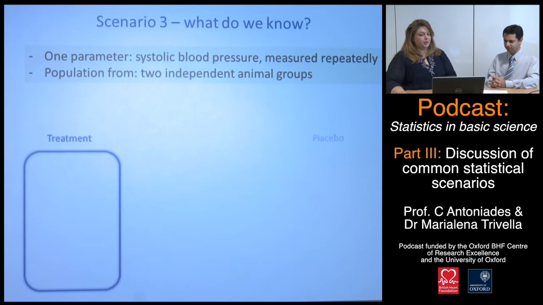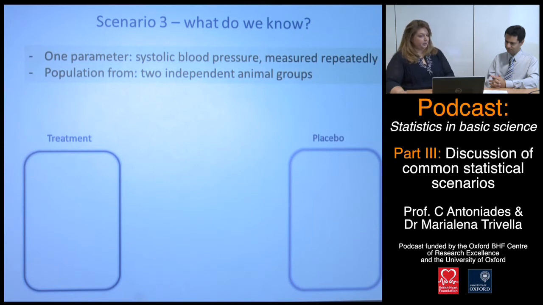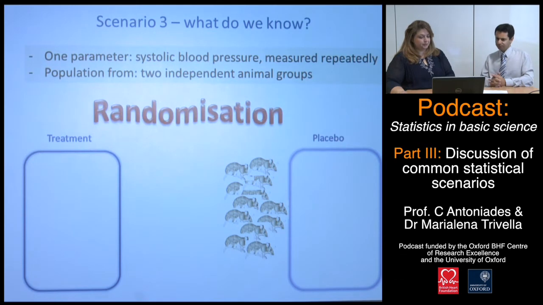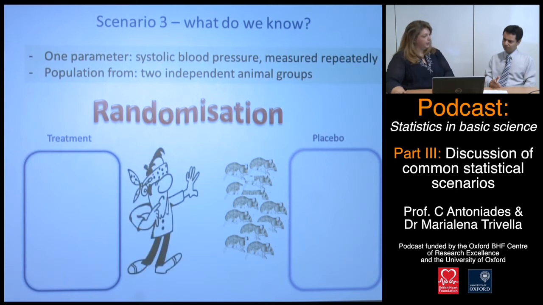Our population will come from 2 independent animal groups. So let's think a little bit about the design here. How are we going to allocate the animals into the groups? This is actually a typical clinical trial framework. The ideal way to allocate the animals from a pool will be to randomize them. An ideal situation would be if a third party was organizing the randomization and the researcher was actually blind to it.